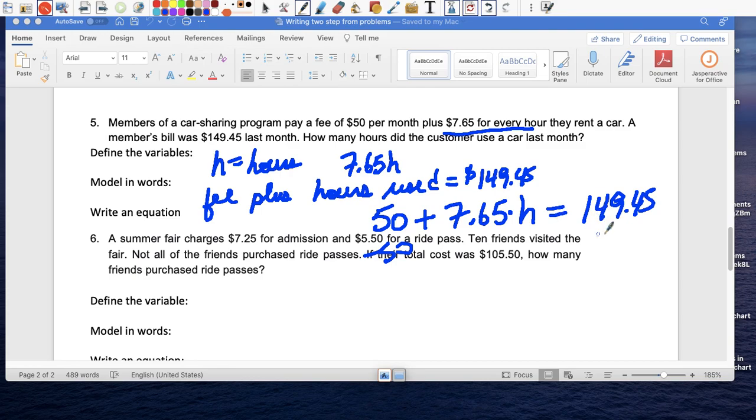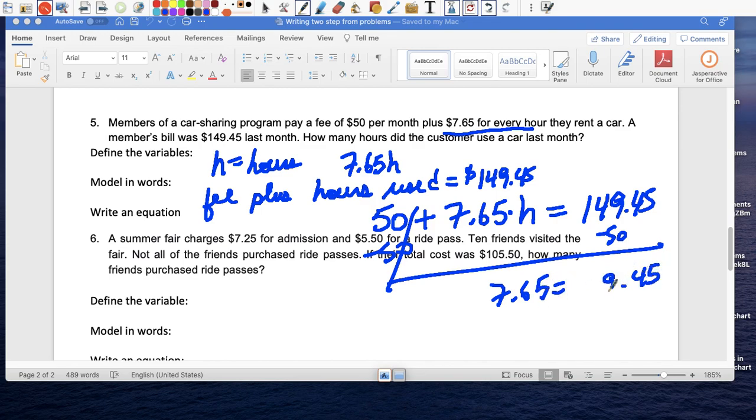Minus 50 on both sides, so I get 7.65H equals 99.45. Sorry, I forgot the H there. Divide both sides by 7.65, and let's see how many hours I drove this car. 99.45 divided by 7.65 equals 13 hours. So I drove the car for 13 hours, which is not that bad. H is 13.